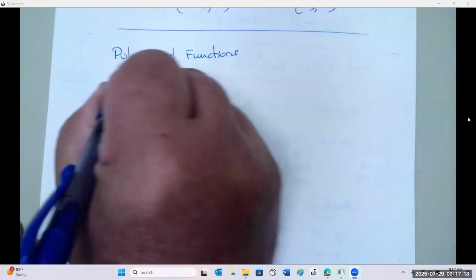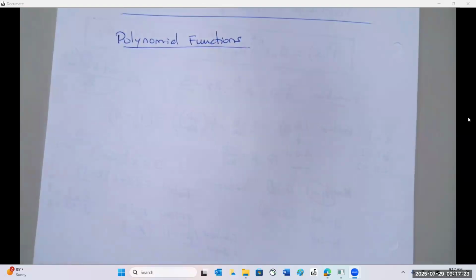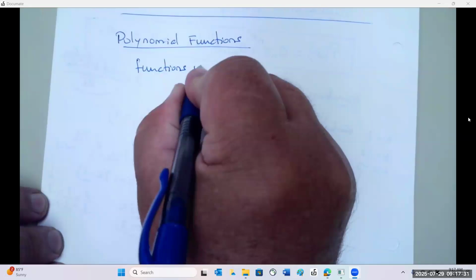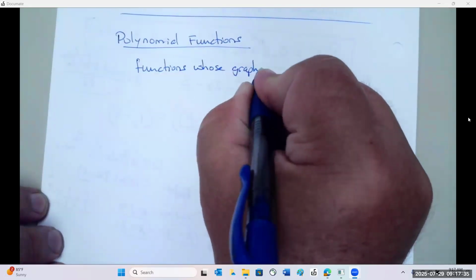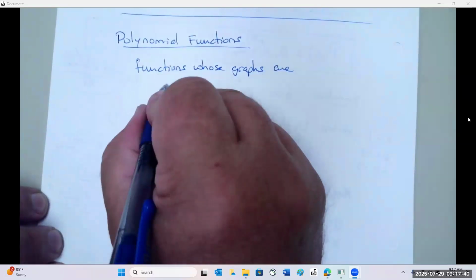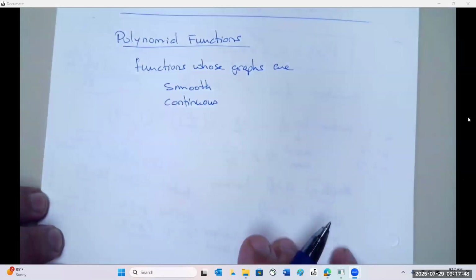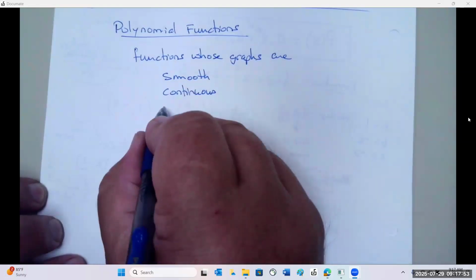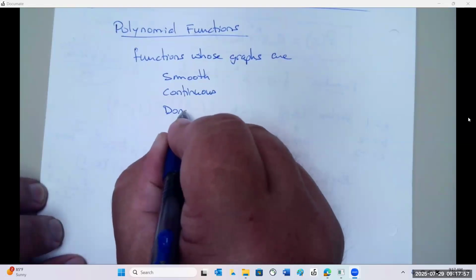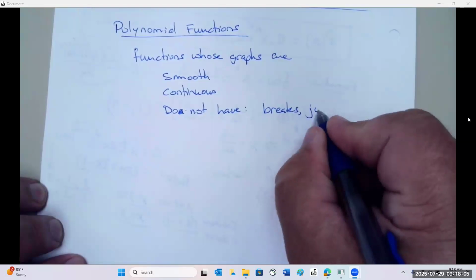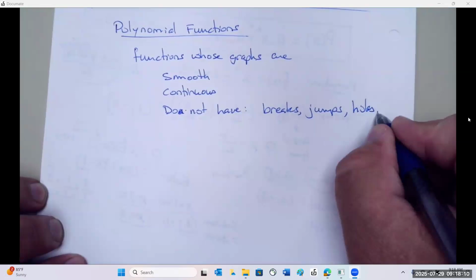So what are polynomial functions? Polynomial functions are functions whose graphs are smooth, continuous, do not have breaks, jumps, holes, or corners.